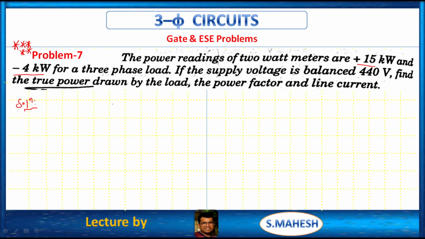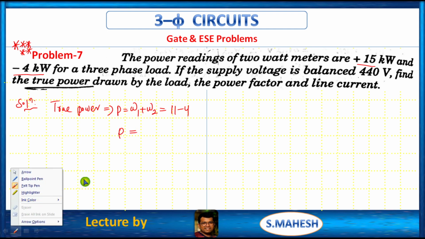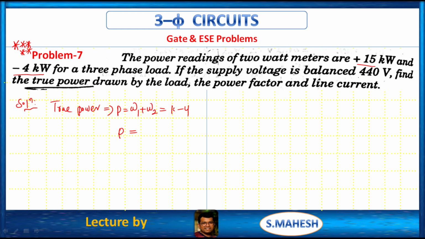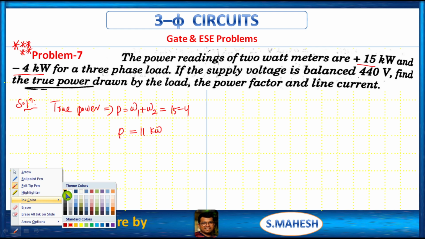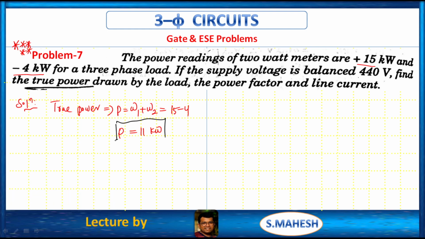We all know we first have to calculate the true power, and the formula for true power is W1 plus W2. True power P is equal to W1 plus W2, which is 15 minus 4. 15 minus 4 is 11 kilowatts of true power. That's it. We have completed true power.